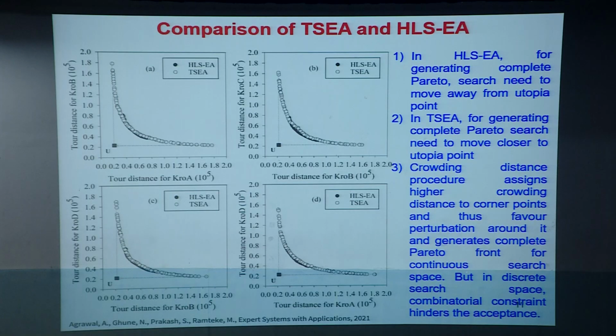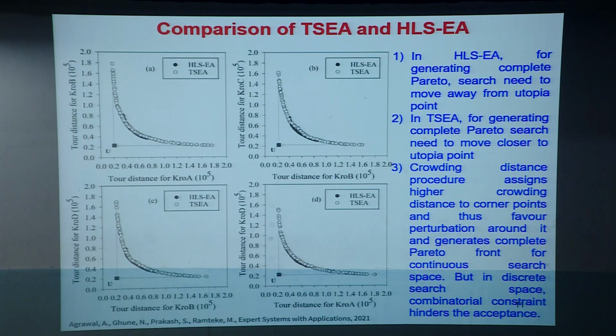Once we had validated this algorithm on a single objective problem, we wanted to look at how it performs on multi-objective problems. For single objective, local search algorithms are quite popular and work really fine, but the idea was to develop it for the multi-objective. In this slide, we have compared the results of the hybrid local search evolutionary algorithm and the extended version, the two-stage evolutionary algorithm. The hybrid local search algorithm generates only part of the Pareto front, whereas the two-stage evolutionary algorithm generates the entire Pareto front with the same number of function calculations.